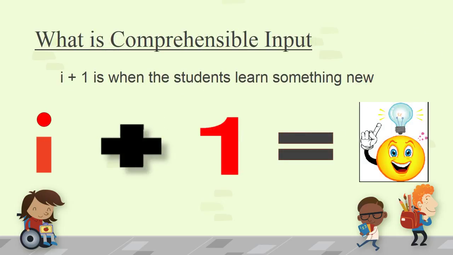Comprehensible input is explained by I plus 1. I equals a student's current level of proficiency. 1 equals the input slightly above the I level. Once a student moves from I to I plus 1, they have attained comprehensible input. And this is done by using context clues.